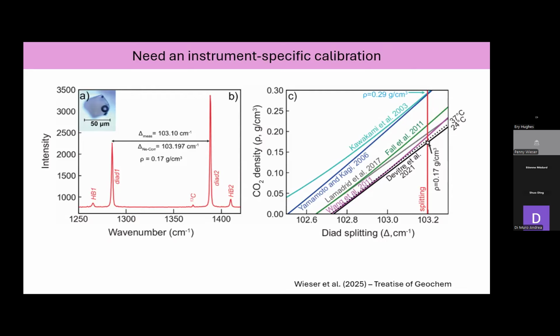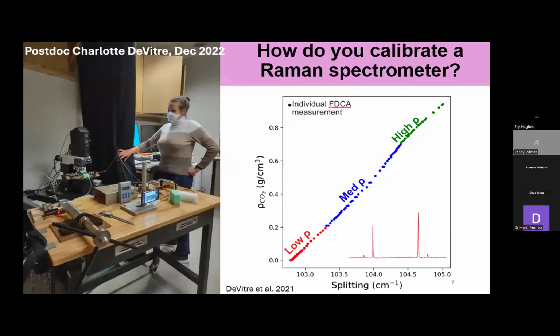So what's the solution to this? This affects vapor bubbles and fluid inclusions. You can build a gas calibration cell. So Charlotte DeVitre was a grad student at Cornell and then came and did a postdoc with me. During her PhD, she designed this amazing gas cell calibration apparatus, where you basically have a pocket of gas that you hold under the Raman at a known pressure and temperature.